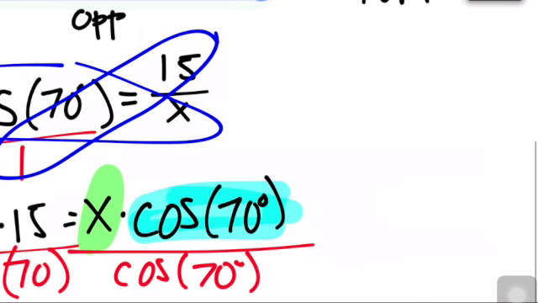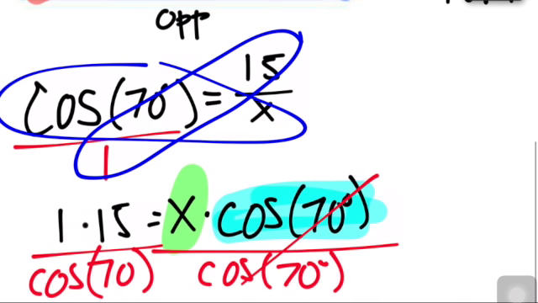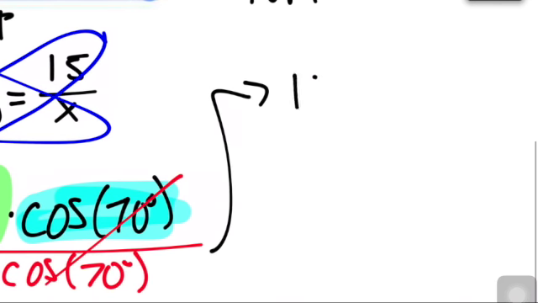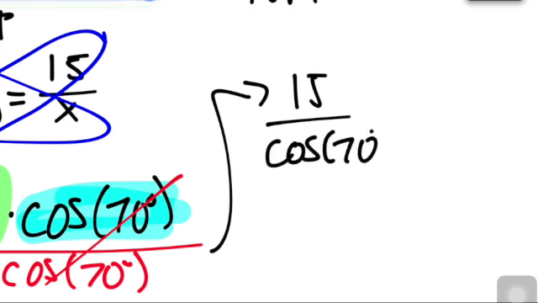And then I'm going to just go ahead and solve that out. So I get x. Well, I'm sorry. Let's go ahead and rewrite this up here. So 1 times 15 is 15. And then that divided by the cosine of 70 is equal to x. So let's go ahead and plug that into our calculator. So 15 divided by the cosine of 70.